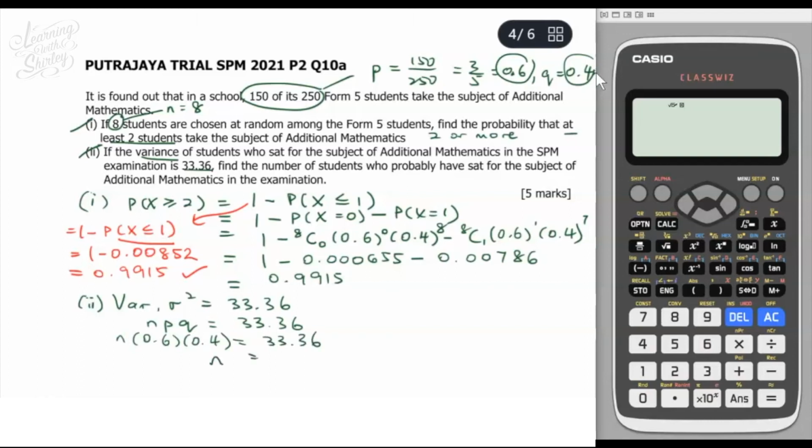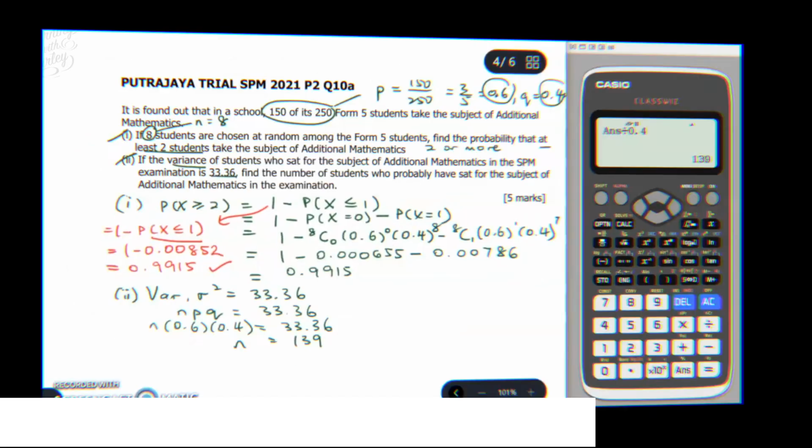To find n, I'm going to shift the 0.6 and 0.4 to the right, so it becomes divide. So 33.36, and then you divide it by 0.6, then equals, and then divided by 0.4, and equals. So you get 139, and that's the answer for number 2.